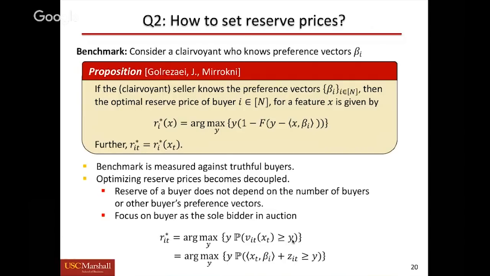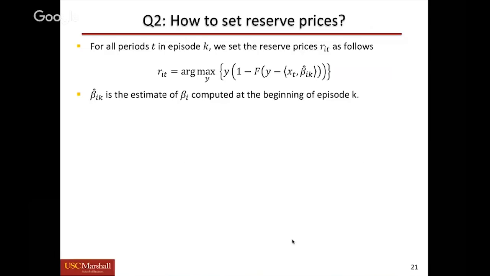So if you know exactly what the beta are, these are the optimal reserve prices. So the natural thing is that when you have some estimate, you just plug the estimate into this formulation. So this is how you set the reserve price.